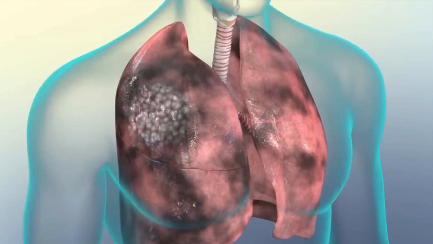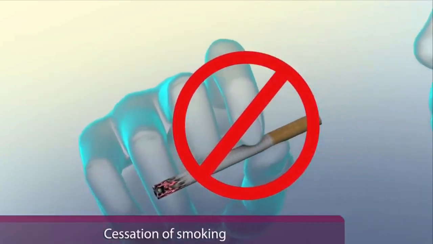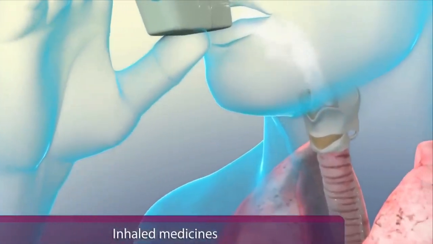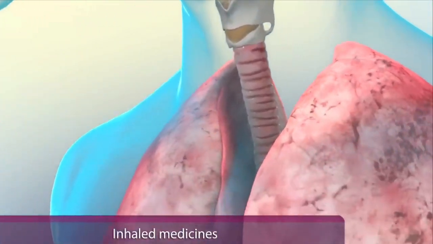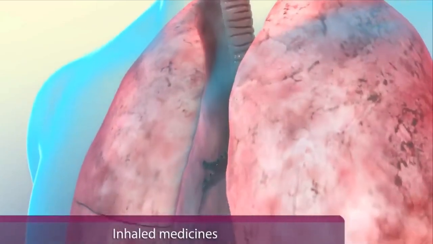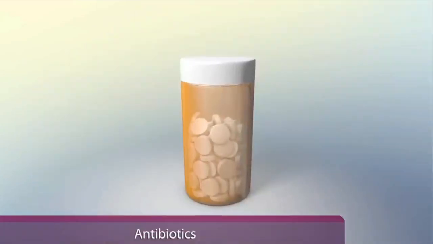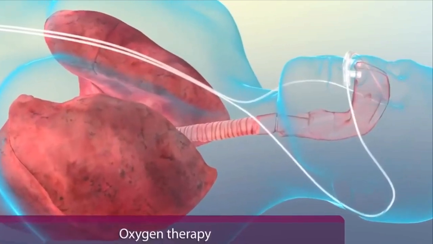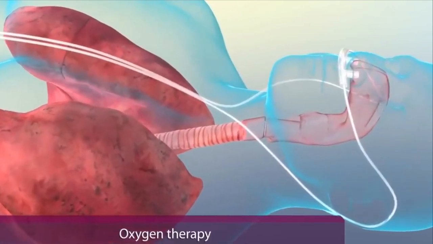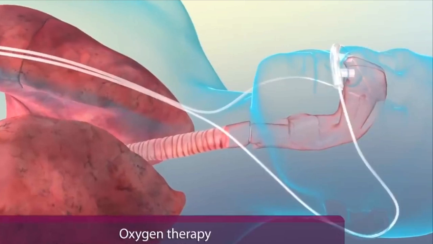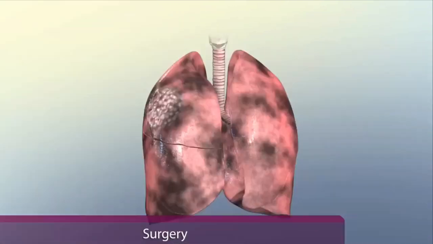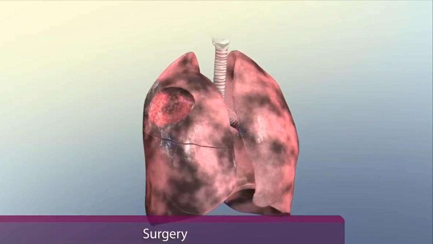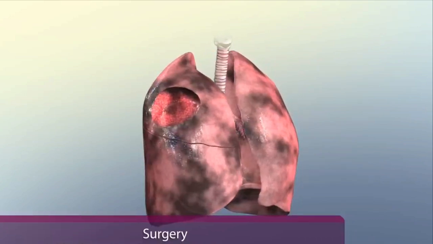Some common treatments are cessation of smoking, use of inhaled medicines such as bronchodilators and anti-inflammatory medications, antibiotics for secondary bacterial infections, oxygen therapy for those with advanced COPD and severely low levels of oxygen in their blood, and surgery such as bulectomy or lung volume reduction to remove the damaged portion of the lungs.